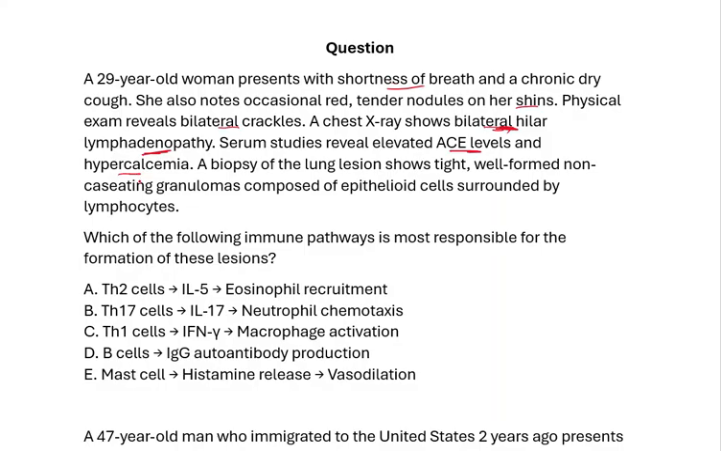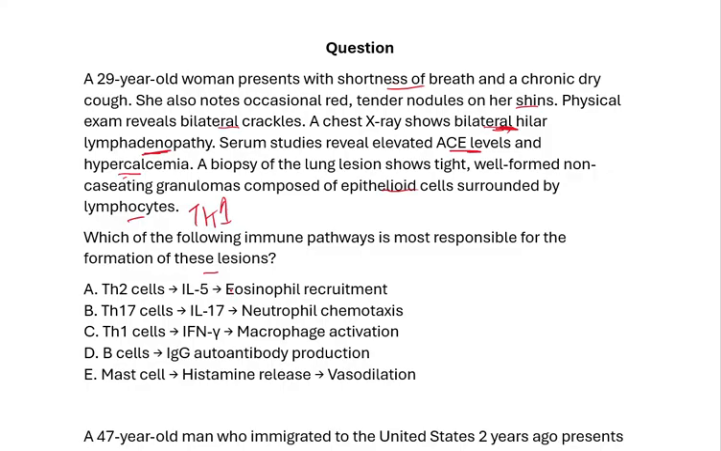Remember, we mentioned that one thing that you can see in granuloma is hypercalcemia because of an increase in 1-alpha hydroxylase, leading to hypervitaminosis D. A biopsy of the lung lesion shows tight, well-formed non-caseating granuloma composed of epithelioid cells surrounded by what? Lymphocytes. And what type of lymphocyte is that? T-alpha cells, right? Which of the following immune pathways is most likely responsible for the formation of these lesions?